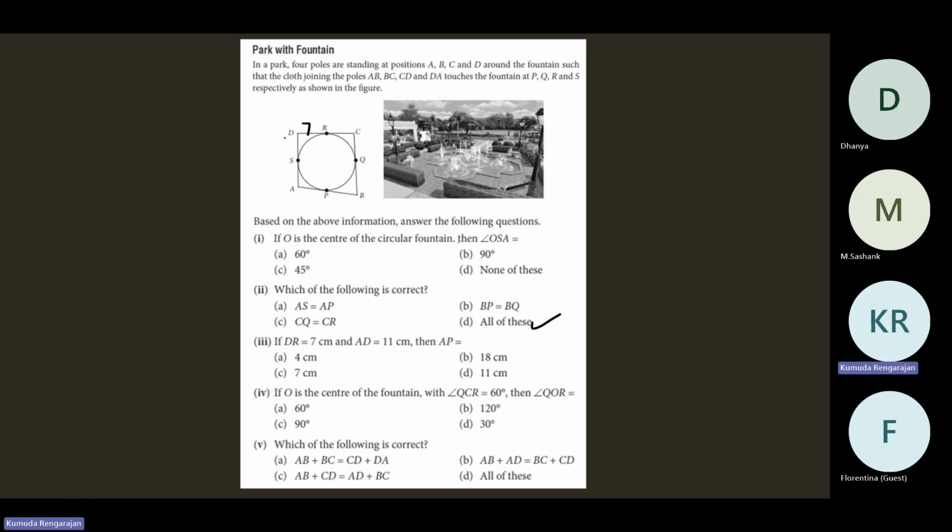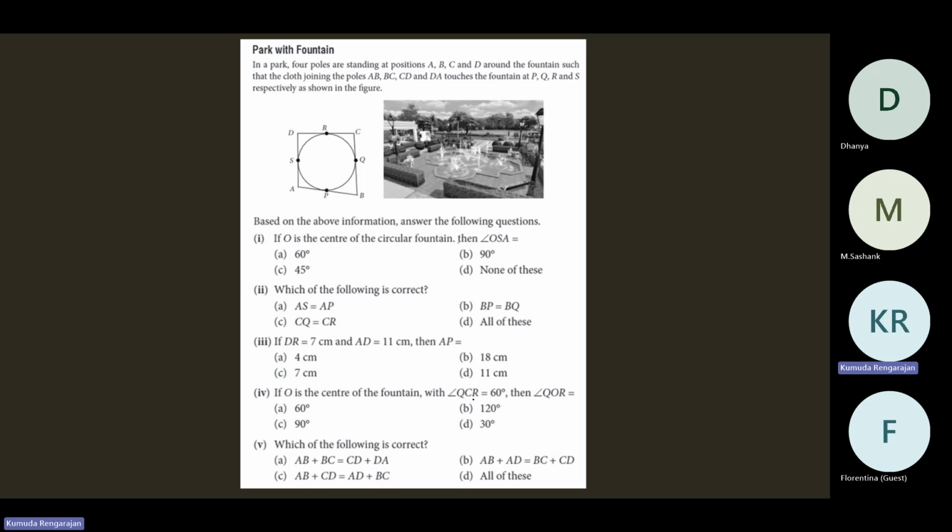DR is 7. AD is 11. Then AP is equal to... So if this is 7, this is 7. So 11 minus 7, this is 4. Which means AP is 4, correct? Yes, ma'am. AP is 4. If there's any difference with our answers, let me know.